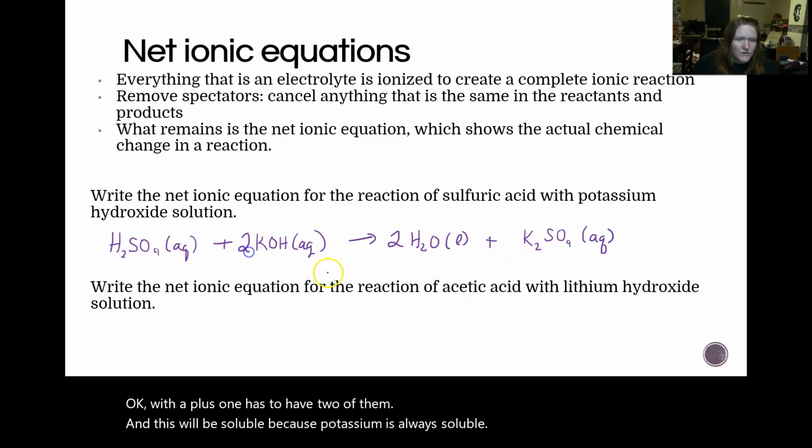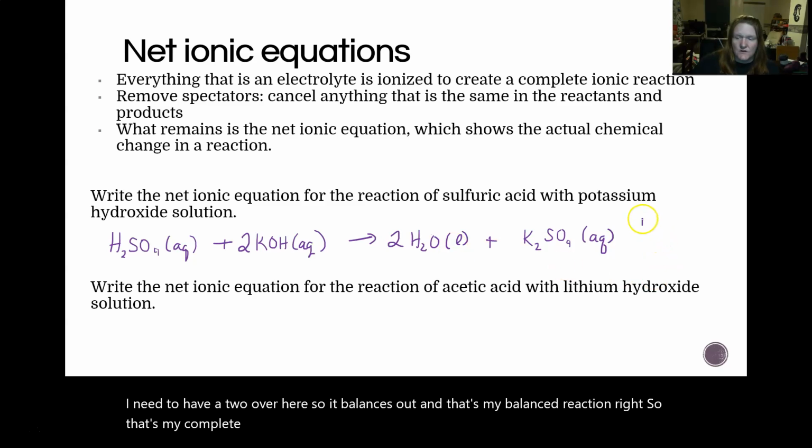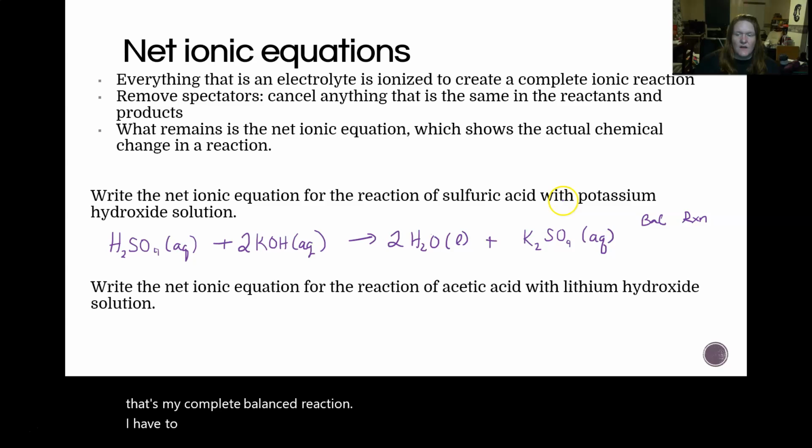I need to have a 2 over here so that it balances out. And that's my balanced reaction, right? So that's my complete balanced reaction. I have to have that in order to get to the net ionic equation, okay?